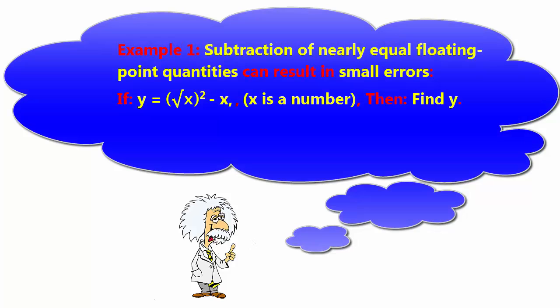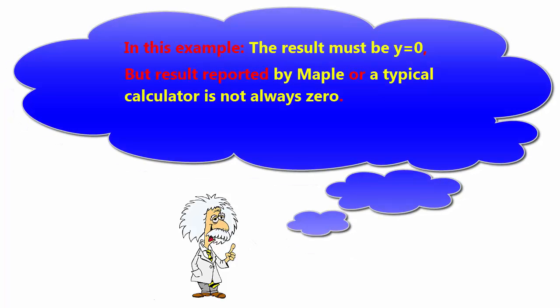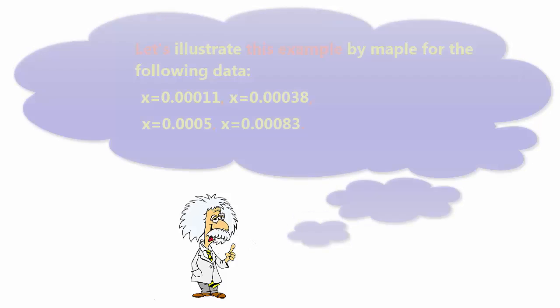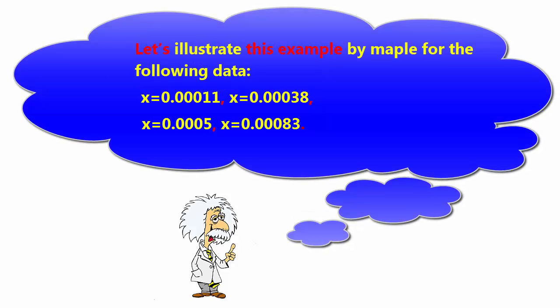Example 1. Subtraction of nearly equal floating-point quantities can result in small errors. If y equals root x squared minus x, where x is a number, then find y. In this example, the result must be y equals 0, but the result reported by Maple, or a typical calculator, is not always 0. Let's illustrate this example by Maple for the following data.